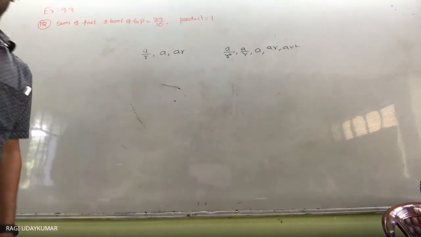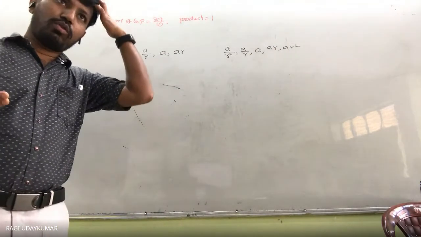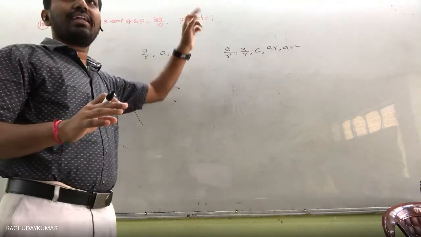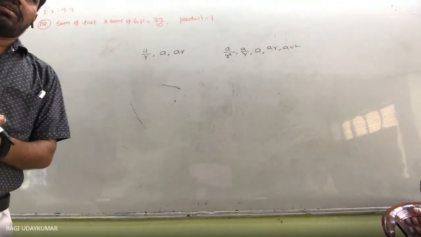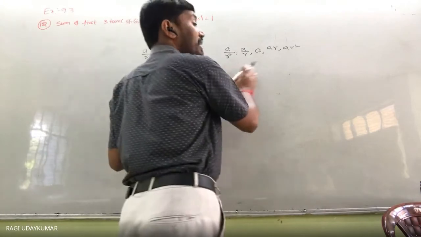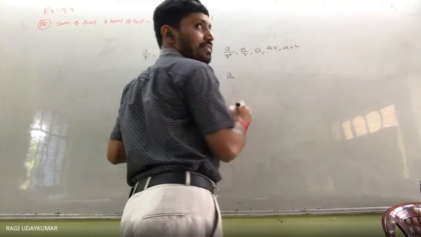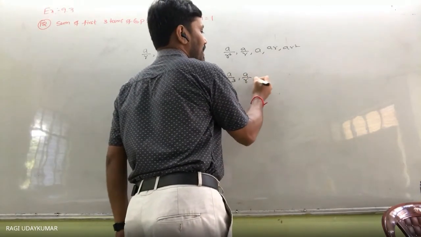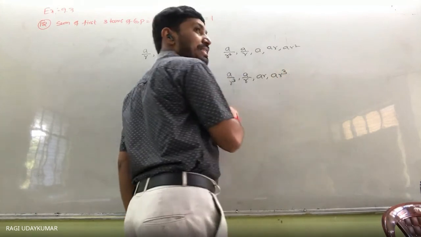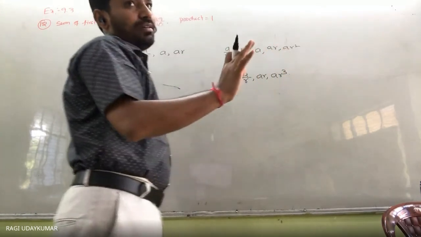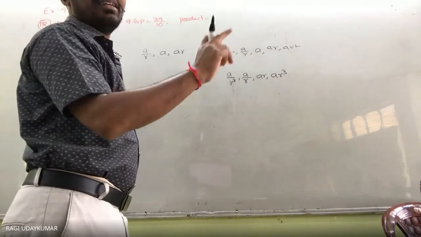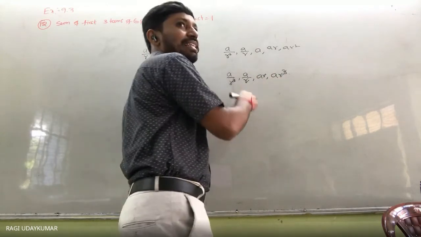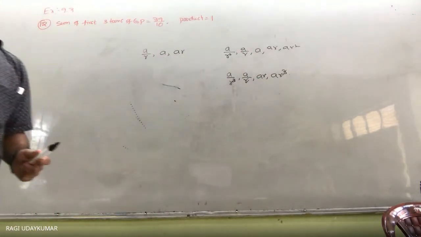If 4 terms of a geometric progression are given, and the product is given, like this product is one, then the 4 terms should be taken as A by R cube, A by R, AR, AR cube. In this, the common ratio is R square. You have to consider the terms like this so that when you find the product, these cancel and you directly get A.